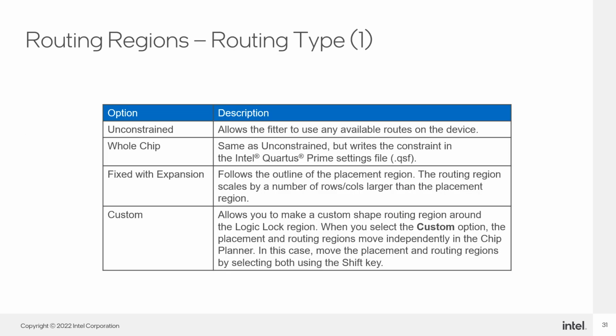The default of unconstrained and whole chip are identical in purpose. Whole chip is an actual parameter that gets passed in, whereas unconstrained is when no parameter gets passed. You can also constrain the routing to a specific region if you need to.